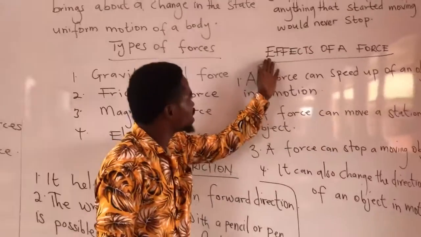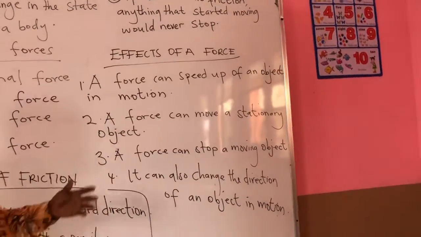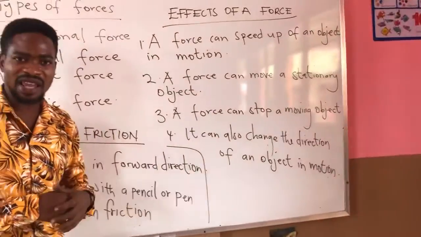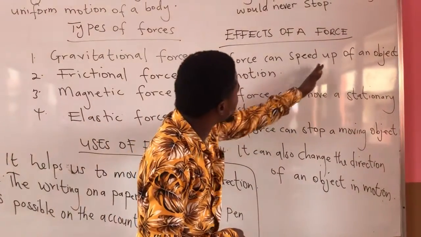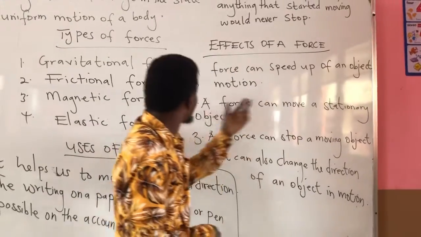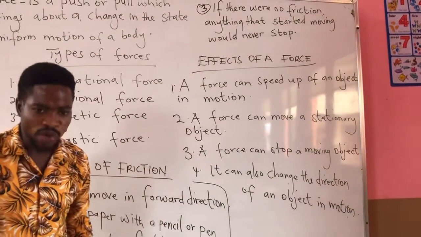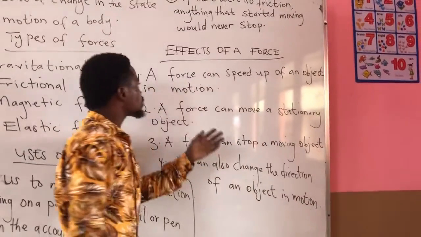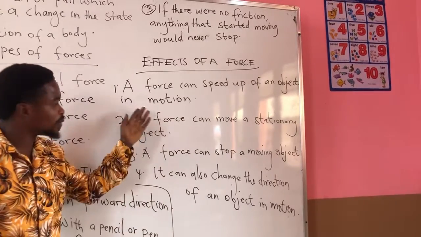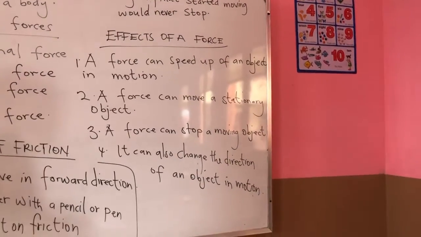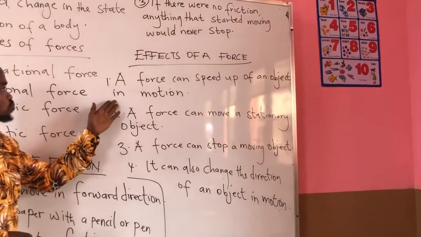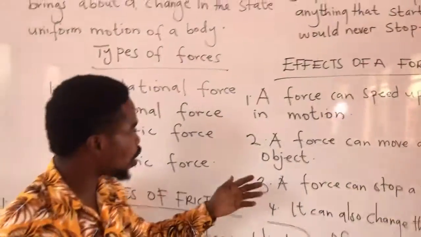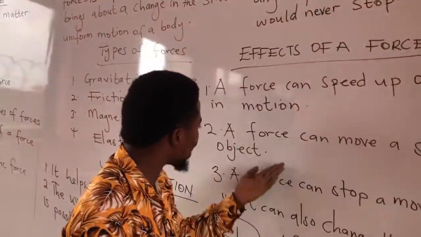Now let us look at effect of force. What does it do? How does it affect us in our daily activities? A force can speed up an object in motion. Yes, when you kick a football. Okay, a force can speed up an object in motion. Alright? So this is it, to speed up anything in motion. For example, football. A force can move a stationary object.